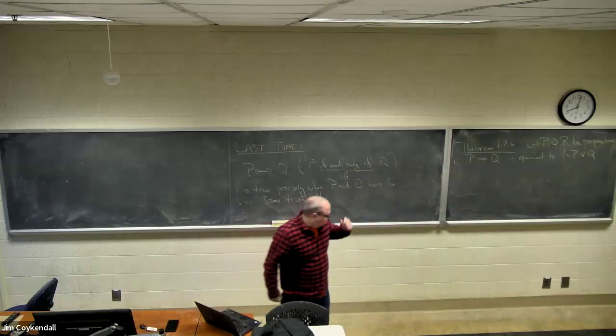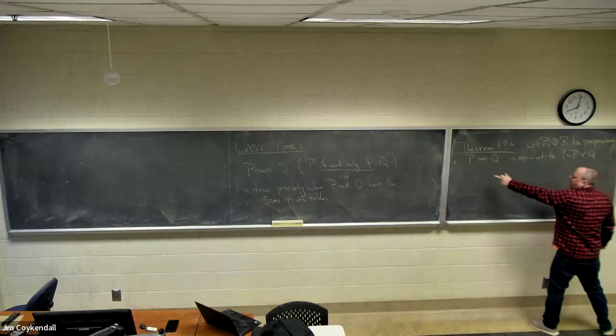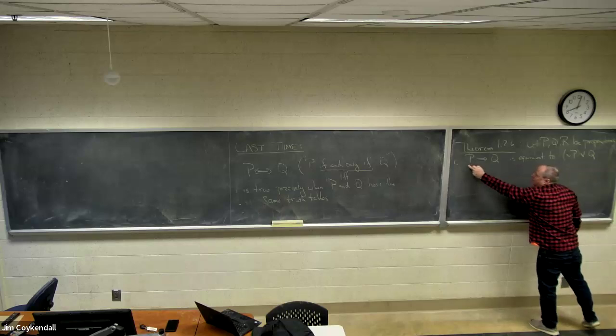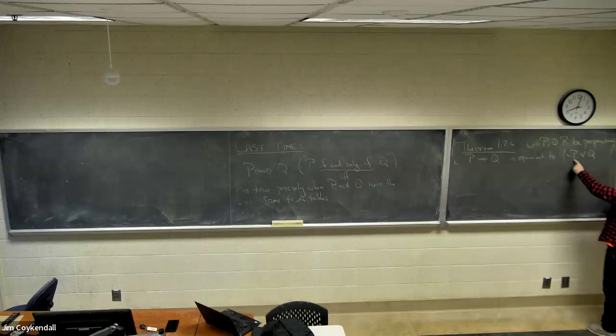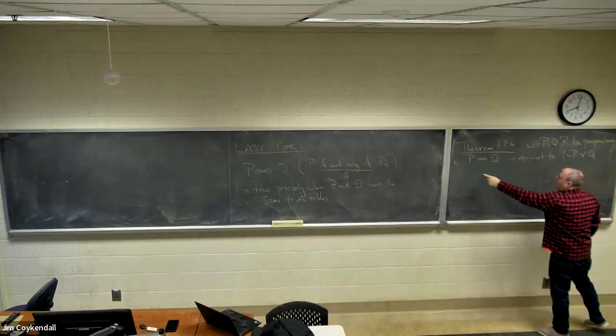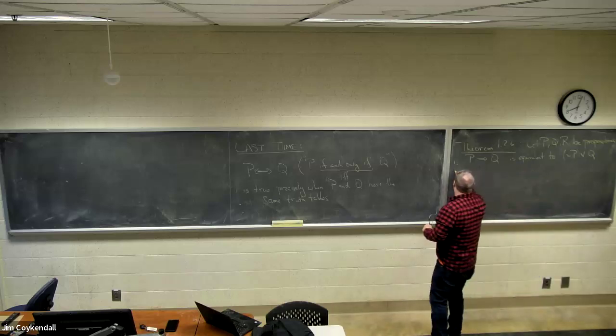So this is false precisely in the case when this is true and this is false, right? And the same is true here. If P is true and Q is false, then both of these are false. But in every other possibility, there's at least one true. So these two are equivalent statements. P implies Q is equivalent to not P or Q.